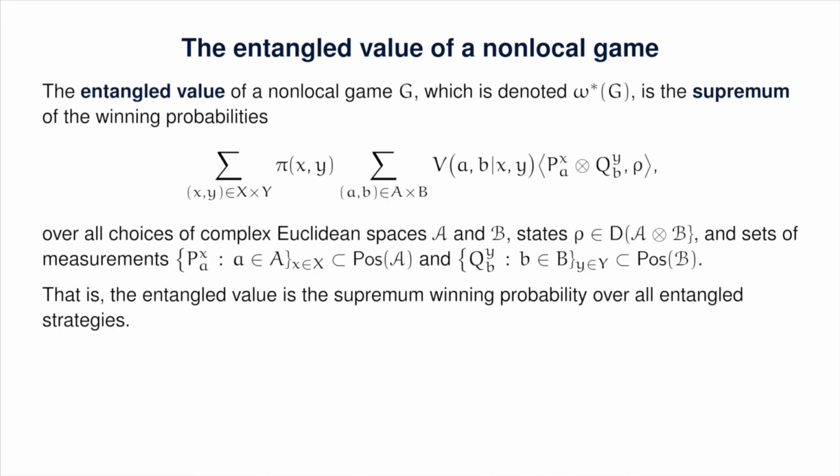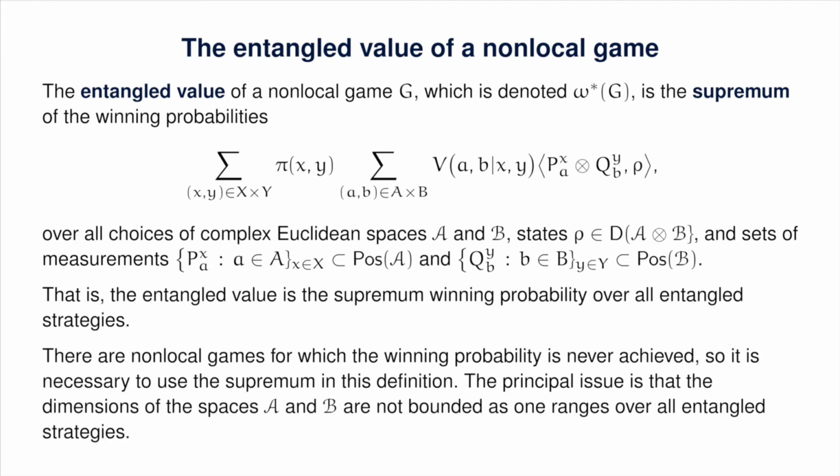The entangled value of a nonlocal game G, which is denoted omega star of G, is the supremum winning probability taken over all entangled strategies for that game. The expression written on the slide is the winning probability for any one given entangled strategy, represented by the state rho and the measurement operators P^x_a and Q^y_b, and taking the supremum over all possible strategies yields the entangled value.